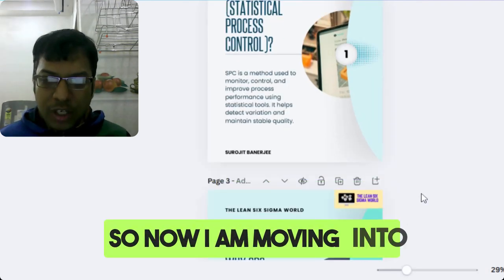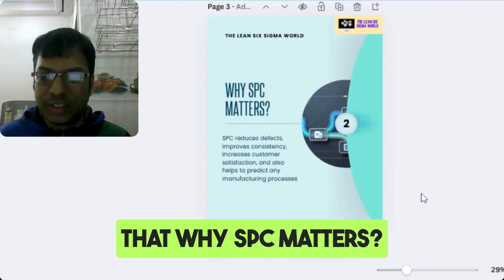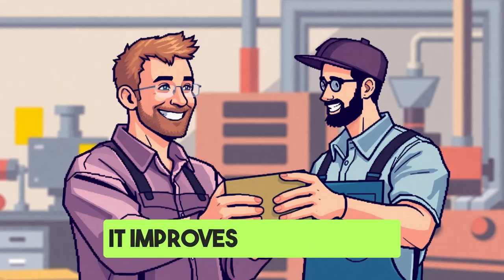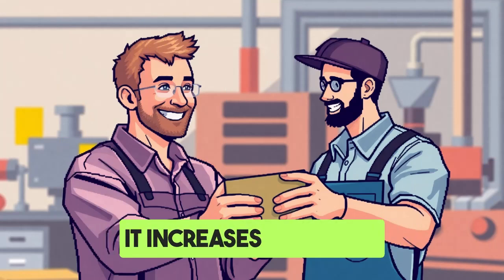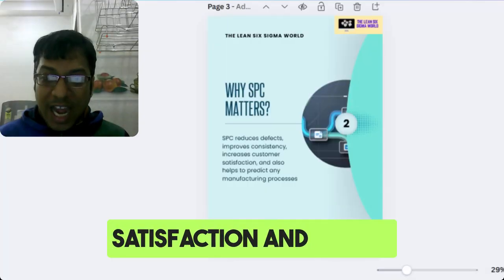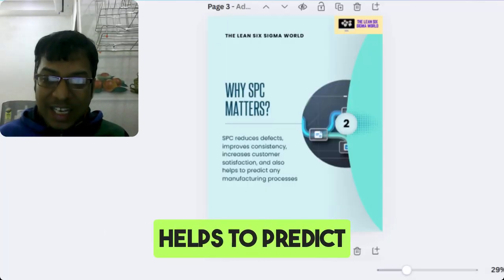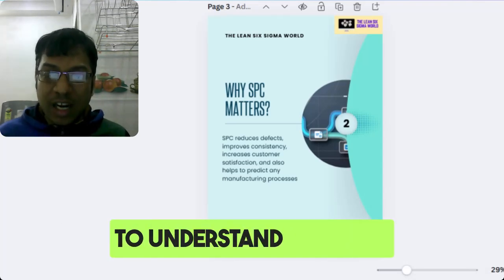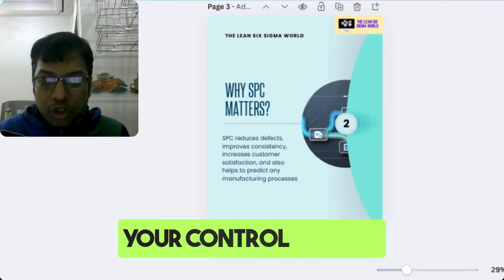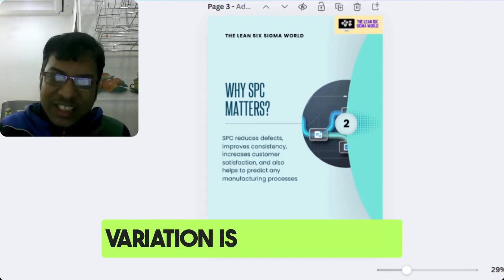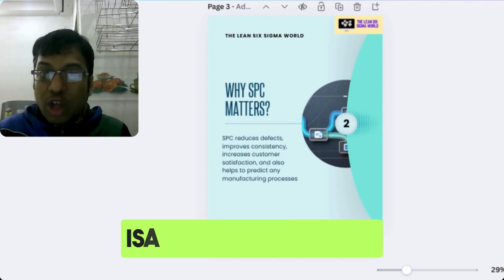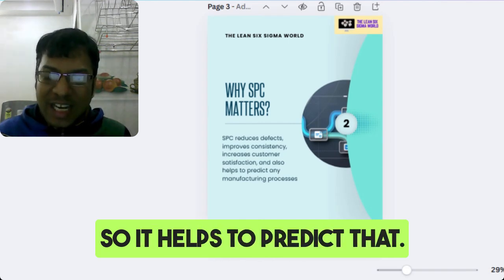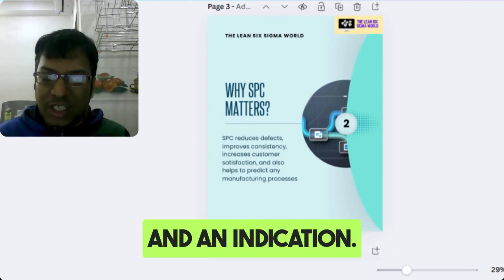So now I am moving into why SPC matters. SPC reduces defects. It improves consistency. It increases customer satisfaction. And it also helps to predict manufacturing processes. It also helps you to understand whether your process is within your control or not, whether there is some variation or not, and whether the variation is a common cause of variation or a special cause of variation. So it helps to predict that. It gives you an alert, an indication.